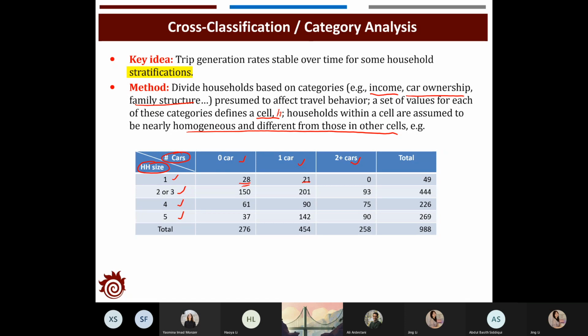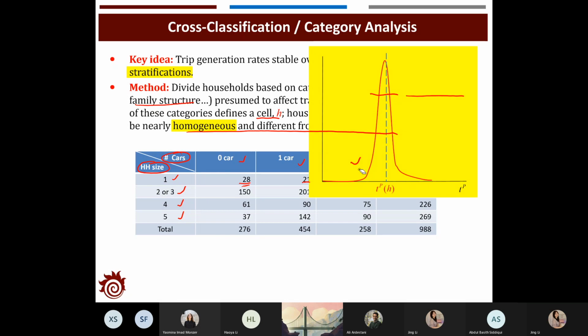And you can also find out the values of the other categories. So with that, we assume that the number of trips in each cell will be homogeneous, and the persons in the same category will take the same number of trips. Which means that their distribution will be very concentrated. You can just use the mean value as an estimation of the number of trips they're going to take in each cell, especially in one specific cell.